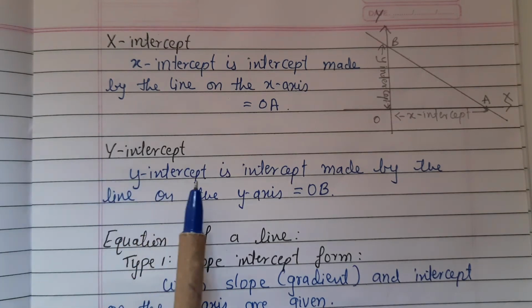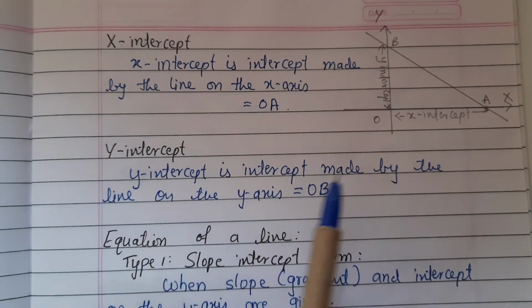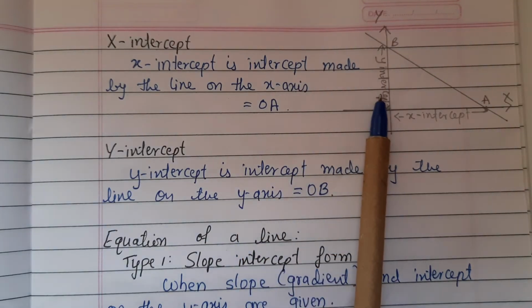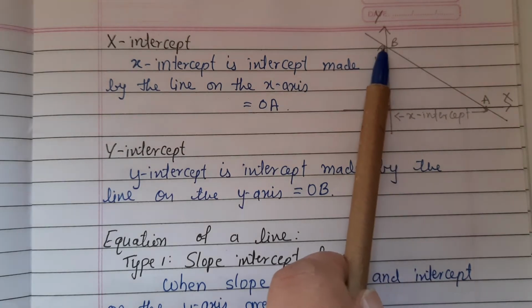Y-intercept. Y-intercept is the intercept made by the line on the y-axis. OB is the y-intercept made by the line AB.